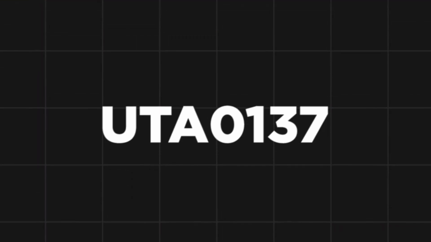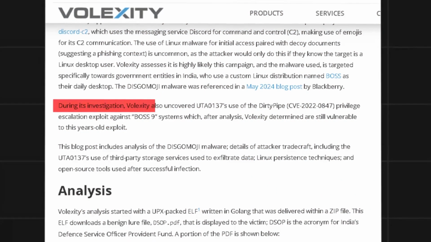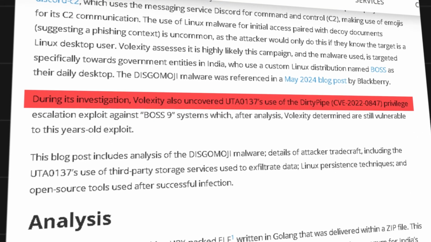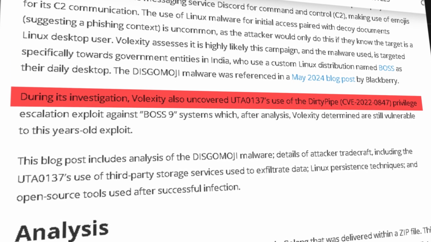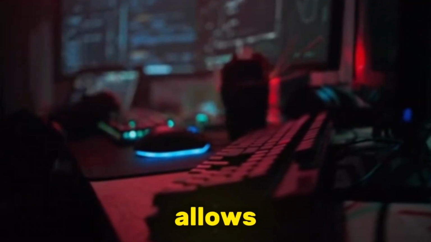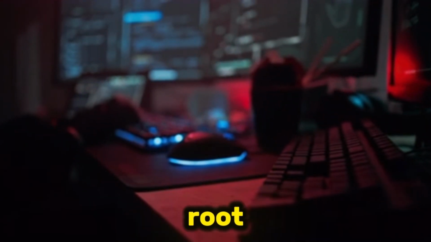However, DISGOMOJI isn't the only trick up UTA0137's sleeve. In their investigation, Volexity uncovered something even more alarming. The attackers were also exploiting a vulnerability known as Dirty Pipe, or CVE-2022-0847 in technical terms. It's a vulnerability from 2022 that's been patched for most systems. The BOSS Linux distribution used by many Indian government agencies is still vulnerable to this exploit. This allows the attackers to escalate their privileges on infected systems, potentially gaining root access.